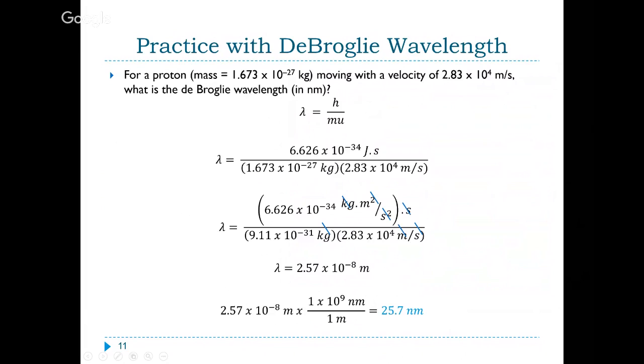So we're dividing Planck's constant by the product of our mass times our velocity, which gives us a wavelength of 2.57 times 10 to the negative 8 meters. So down here, if we convert that back into nanometers, we see that we're multiplying by 10 to the 9th, which tells us then that our wavelength is 25.7 nanometers. So extremely small wavelength, extremely high energy, and a high frequency, right?